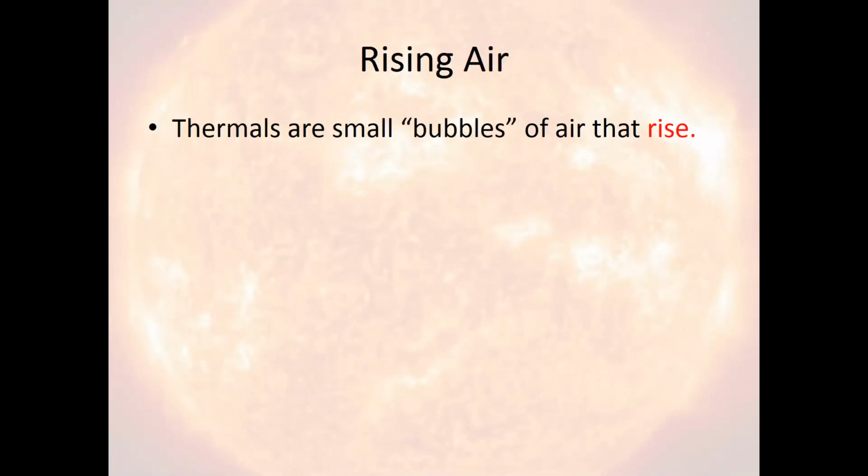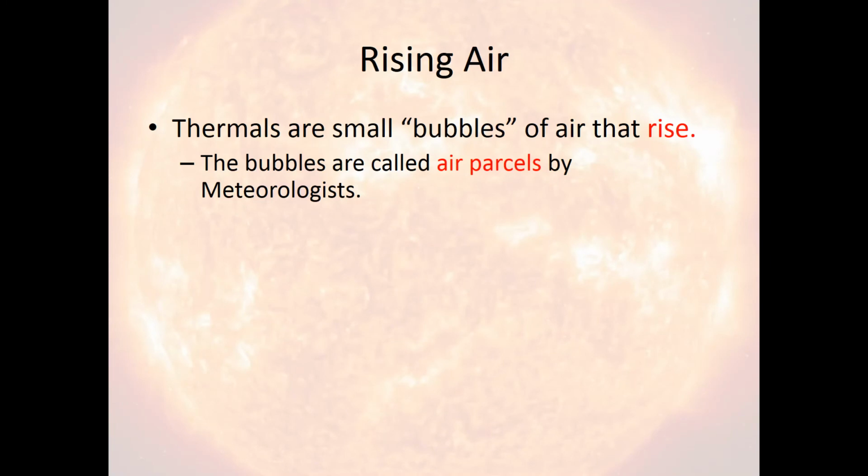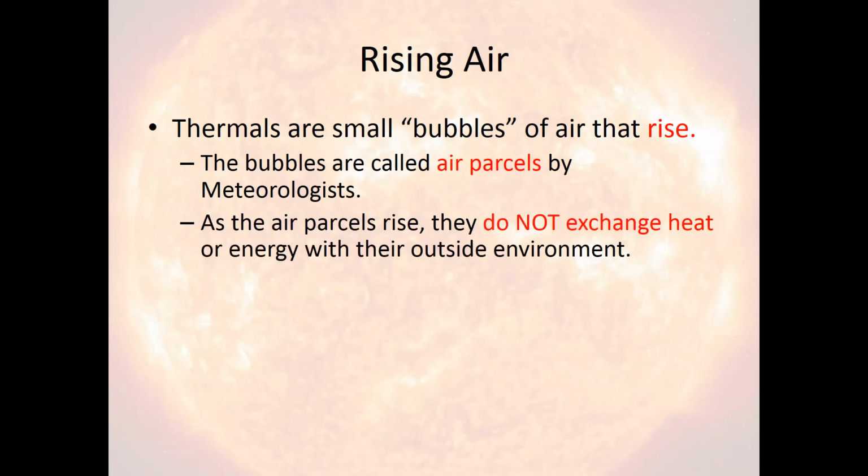Now, let's talk about what happens to this air as it rises, because this is actually very important to us meteorologists. As air rises, it expands. The way we can think about this is think about every thermal as a bubble of air that rises. Meteorologists call these air parcels. As these air parcels rise, they actually don't exchange heat or any kind of energy with their outside environment. I like to call this the Las Vegas rule. Whatever happens in the parcel stays in the parcel.